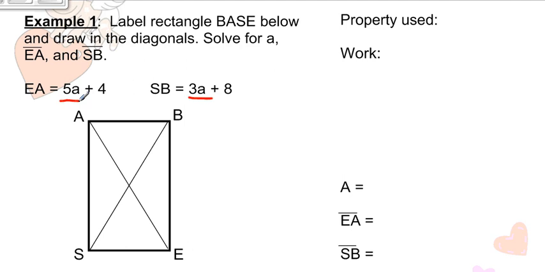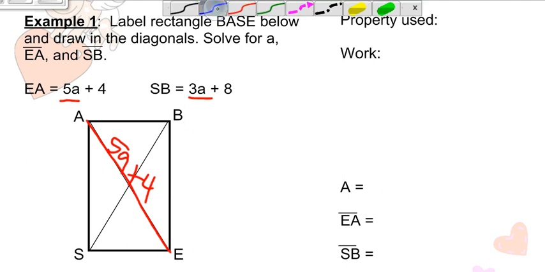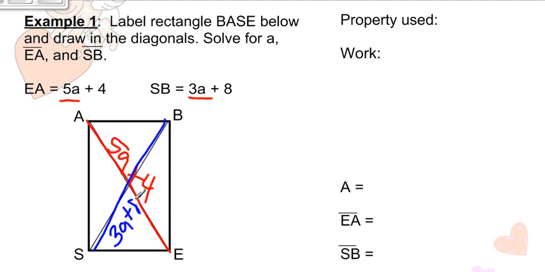You can see on the right of your notes, I left some space for you to talk about some of the key things. So please use that as we go through. So we're told that EA, this diagonal here, is 5a plus 4. And then we're told that SB is 3a plus 8. Now we're talking about a rectangle here, so the property we're going to use is that the diagonals are congruent. So I'm going to write diagonals. Oops, that should be an S.